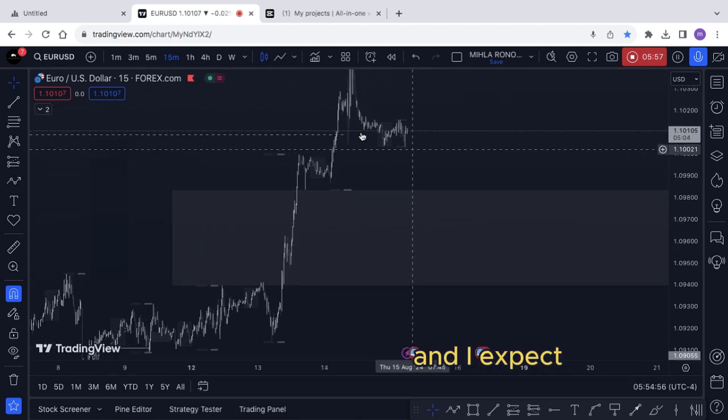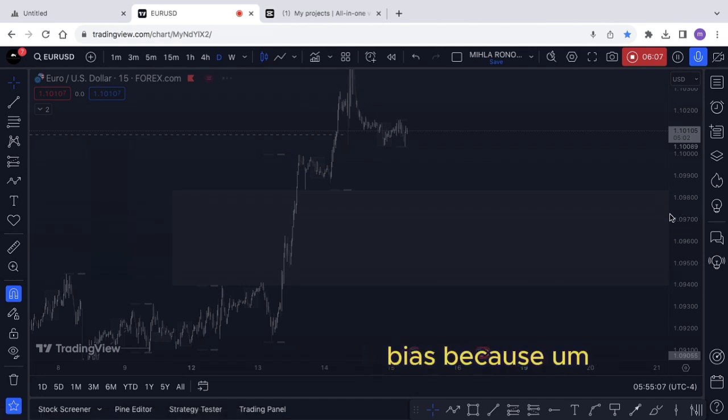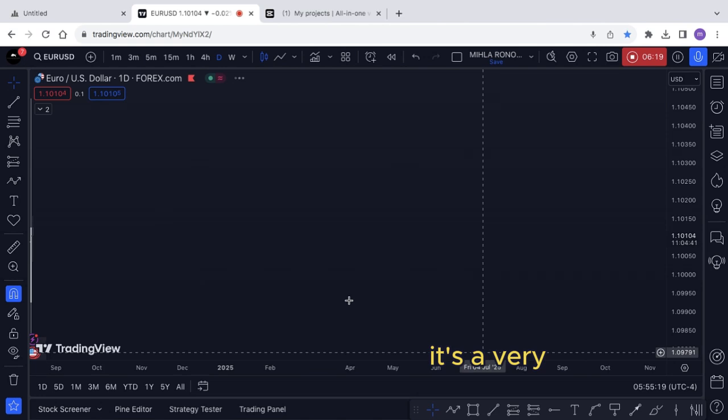Very, very simple setup, and I expect the same thing to happen next week, or late tomorrow going into next week. I still have a bullish bias because DXY is showing me a bearish bias. I'll try breaking that down too in the video. But yeah, it's a very simple approach to the market.